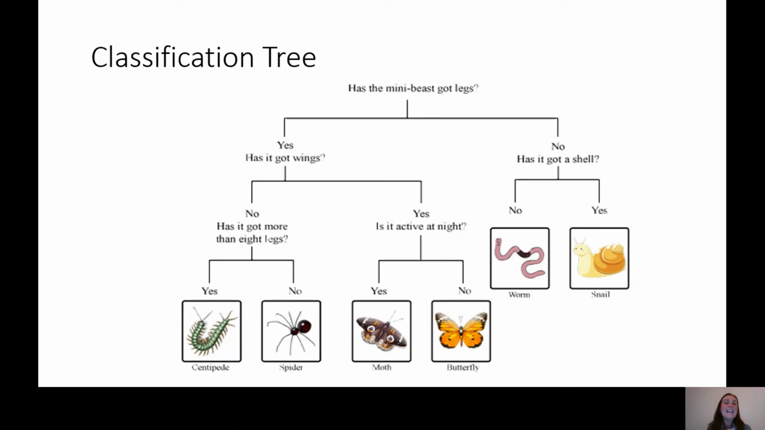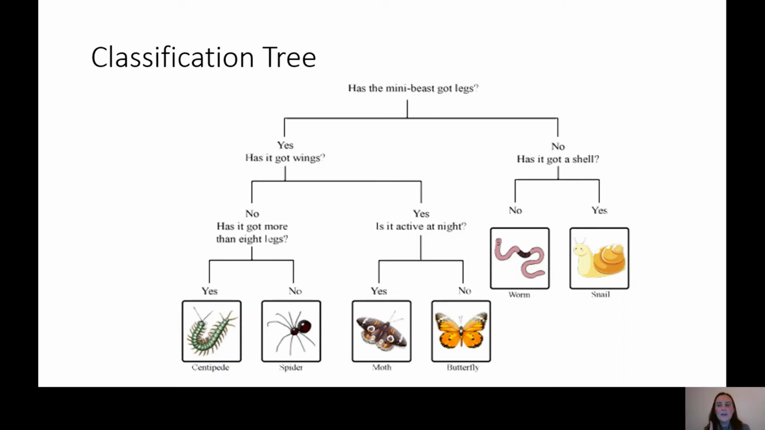And if we say yes, there's then another question, and it says, has it got wings? And we can choose yes or no. Then if we choose no, it says, has it got more than 8 legs? And if we say yes, it's a centipede. And if we say no, it's a spider. And this is how we are going to be classifying some animals next week.